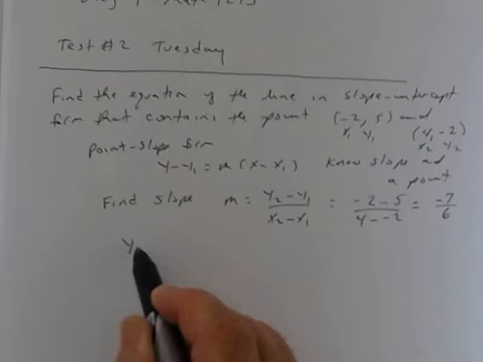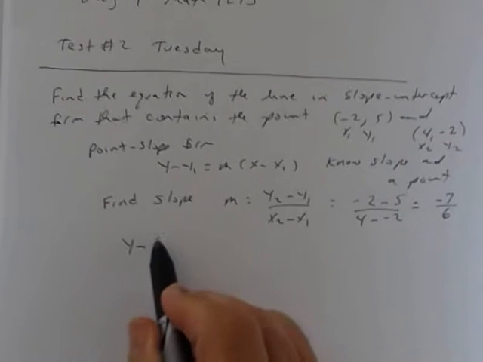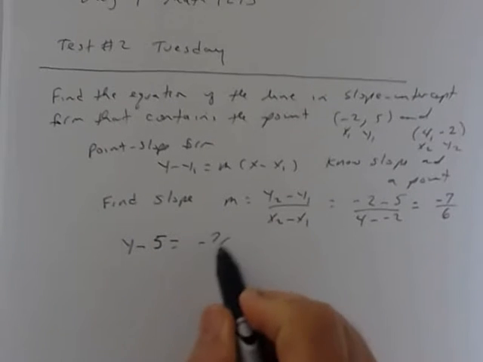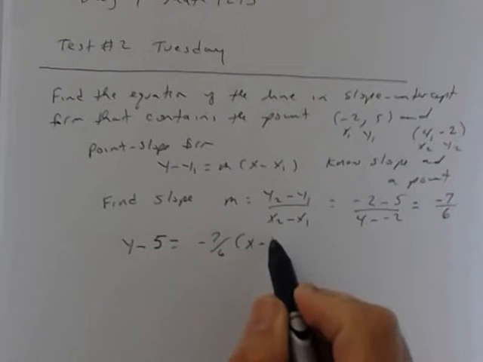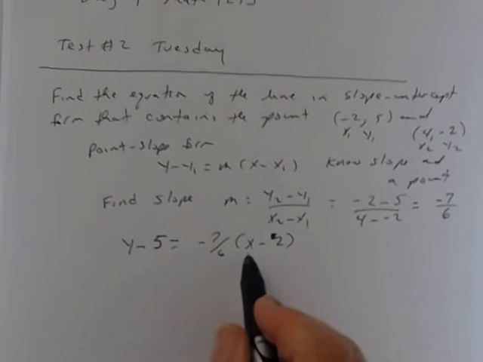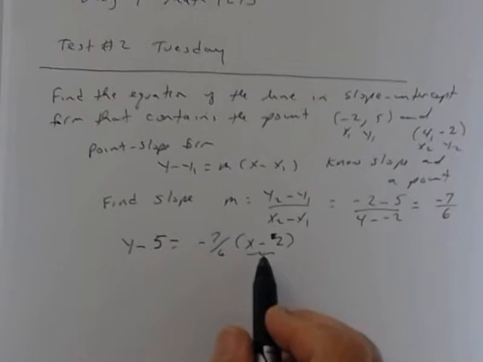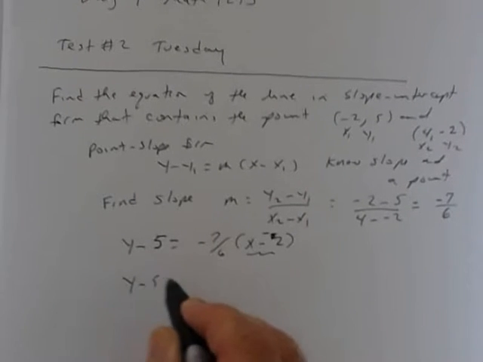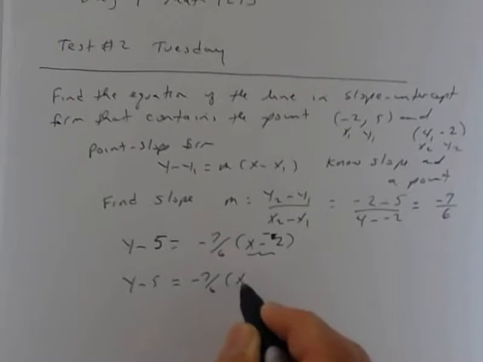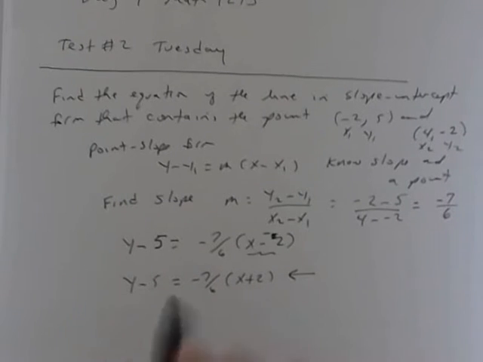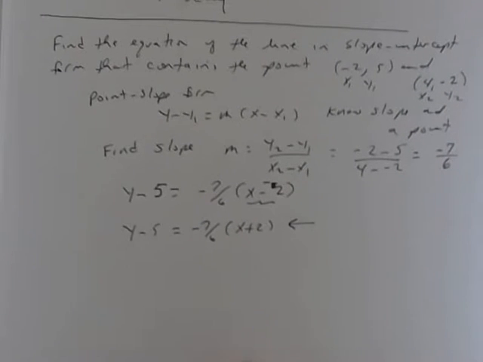So I'm going to get y minus y1. What's y1? 5. We're using this equals a slope which is -7/6 times x minus x1, which is -2. Now rewrite this. Don't leave it as x minus a -2. This is really x plus 2. So it's y minus 5 equals -7/6 times x plus 2. What form is this? Point slope form.